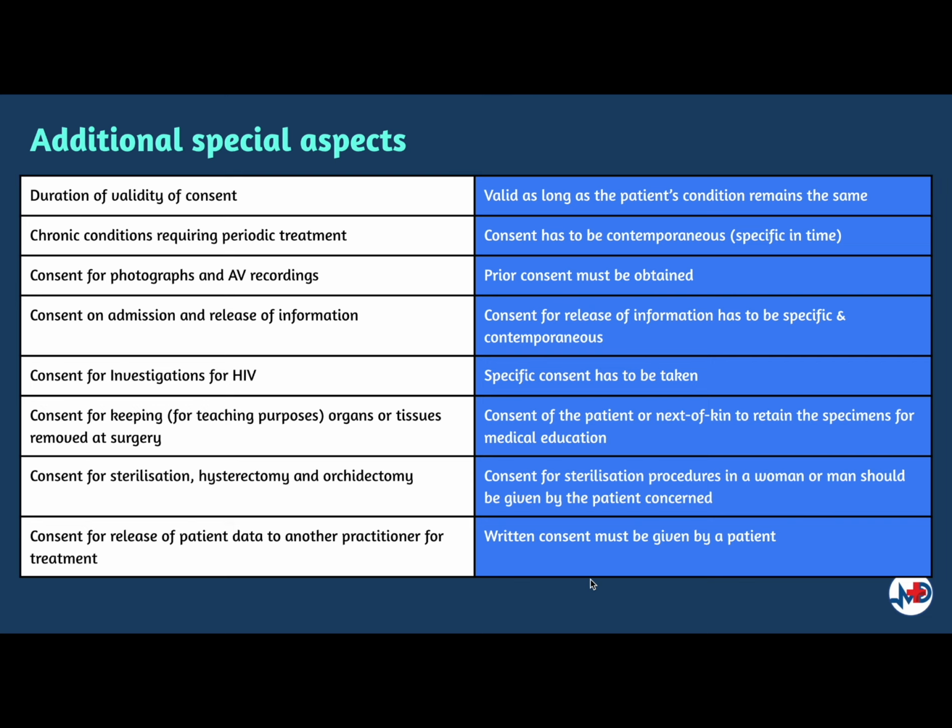And lastly, consent for release of patient data to another practitioner for treatment. A written consent must be given by a patient who is being transferred to another healthcare facility or medical practitioner for purposes of further treatment for release of relevant parties of his medical records.